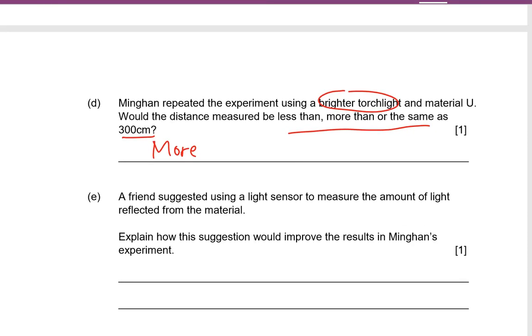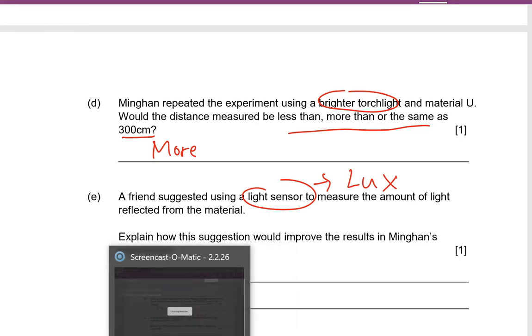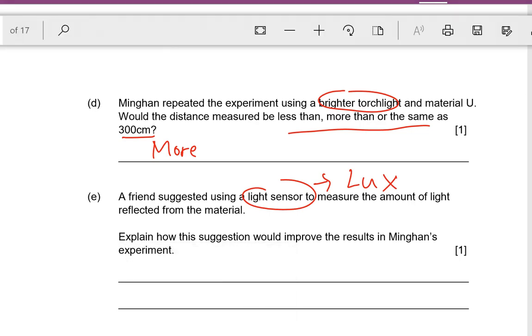Alright, now someone suggested using a light sensor. Now a light sensor is going to give you numbers, right, in terms of lux, the amount of light. So how does it help to improve? It basically makes the results more accurate. Okay, so the keyword here will be the word accurate. That is for part E.